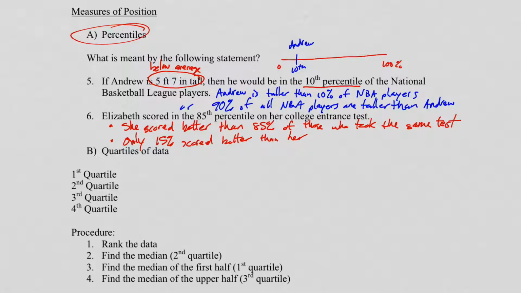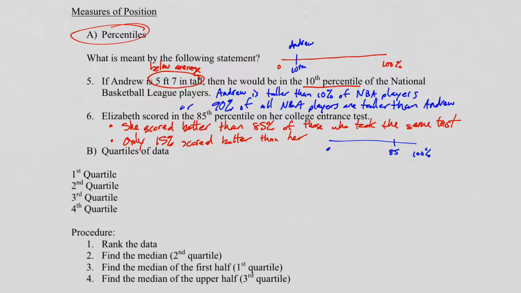Okay. So you can look at it on either side. So what that means is Elizabeth is on the right side of the percentile. So she's over here. Okay.